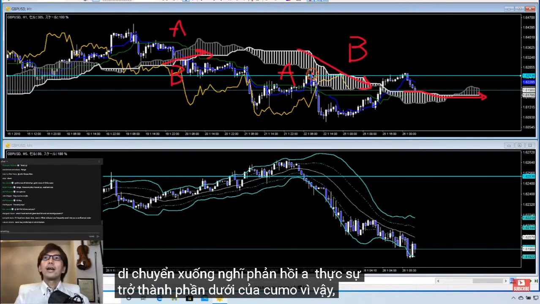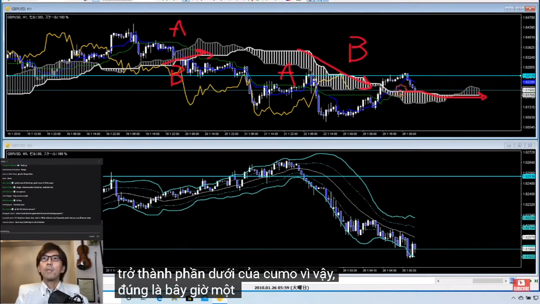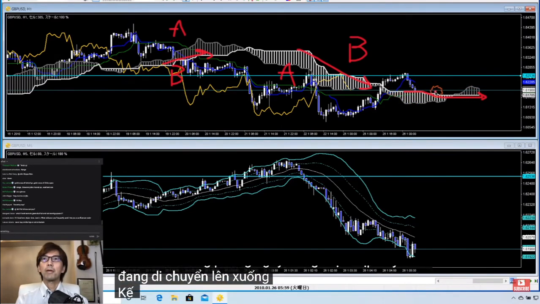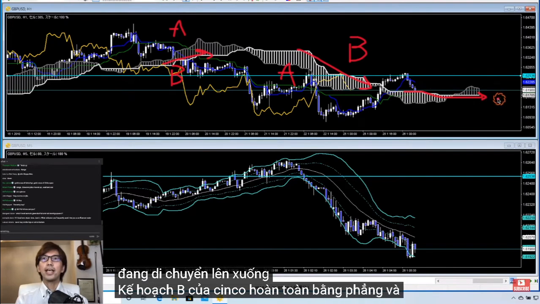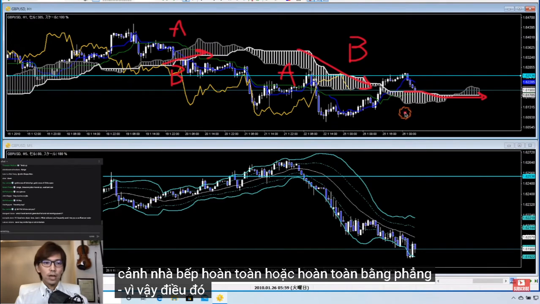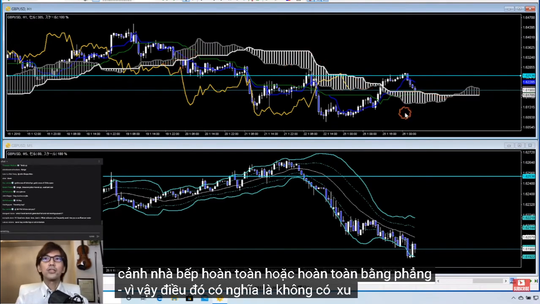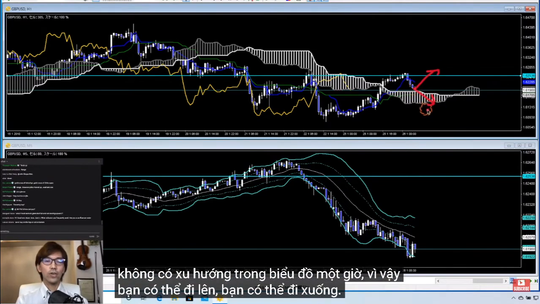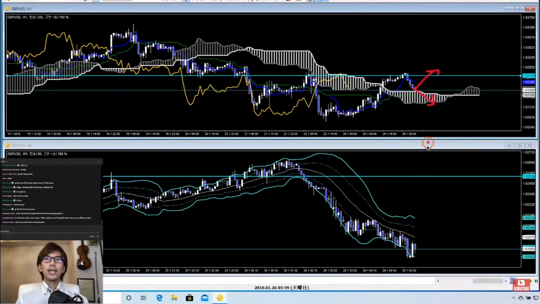So, yeah, right now Senko span B is completely flat, right? And Senko span A is moving up and down, but Senko span B is completely flat, and Kijun Sen is all completely flat too. So that means that there is no trend. There is no trend in the 1 hour chart. So it might go up, it might go down. We never know which way the price is gonna go. So I won't take trades. I won't even look at the market in this kind of situation.